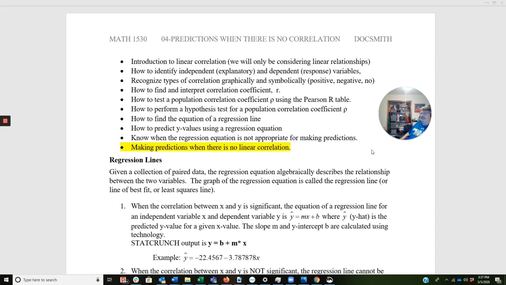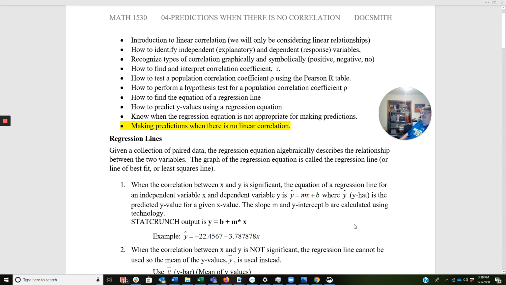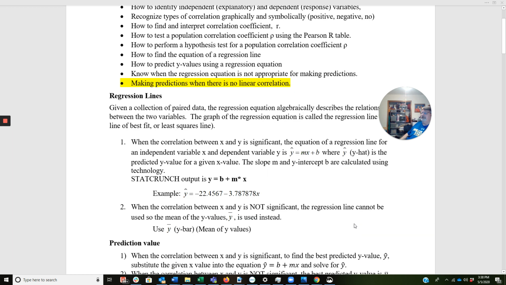So this is the final video of this semester for Chapter 9. We talked about it briefly in the previous video, but what is the best way to make a prediction when there is no linear correlation? So I provided a little information from the other notes about regression lines.